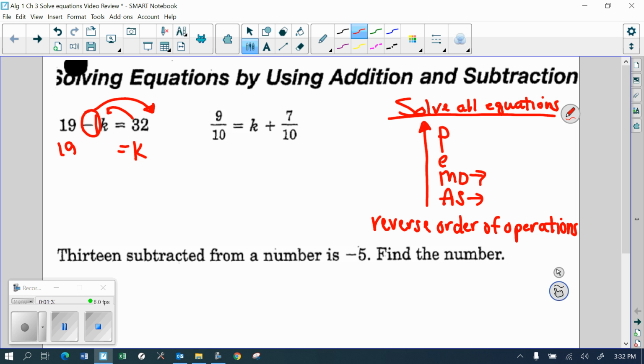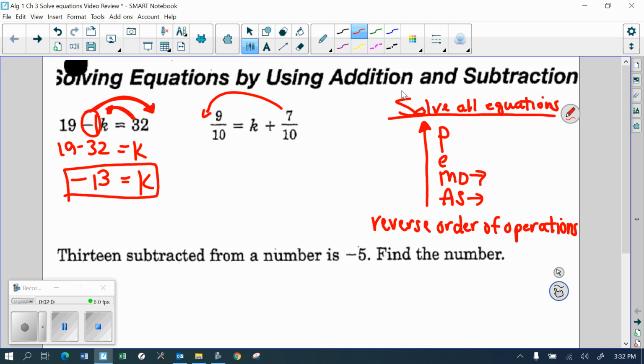So I have 19 minus 32. Remember how to move anything across the equal sign, I must do the opposite operation. The opposite of negative or subtraction is addition. The opposite of positive is negative or subtraction. Same thing. So 19 minus 32 is -13. And there's my answer. All right. Now here, you can easily do this by subtracting the 7/10 across. 9/10 minus 7/10 is 2/10.